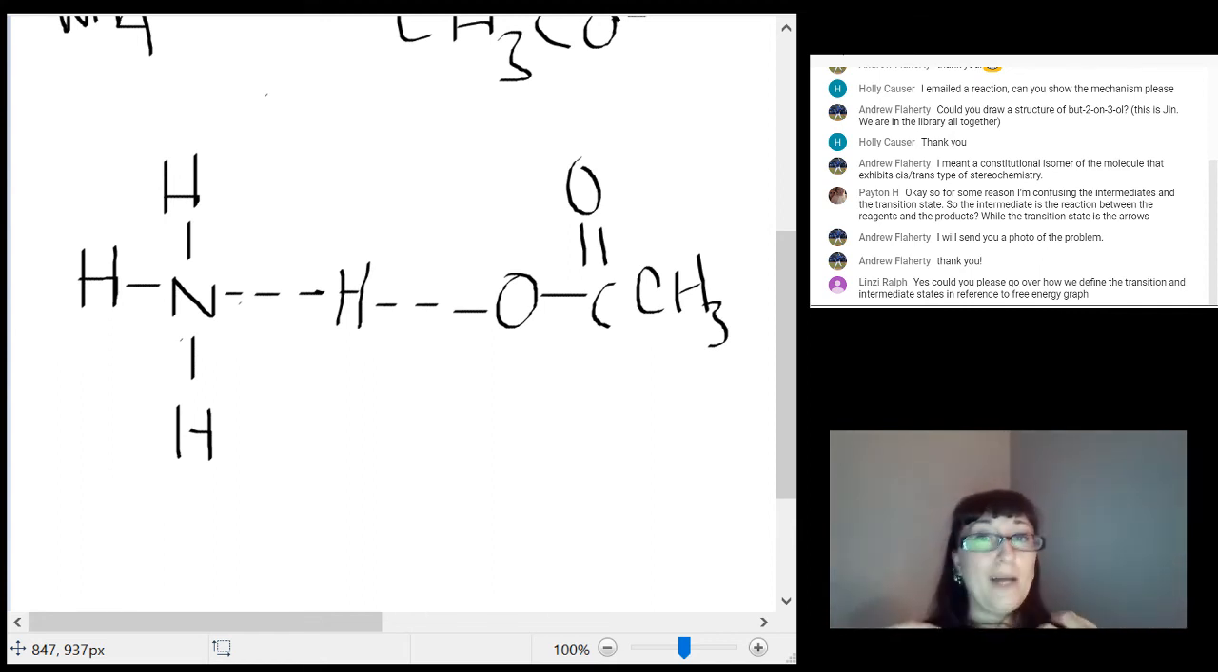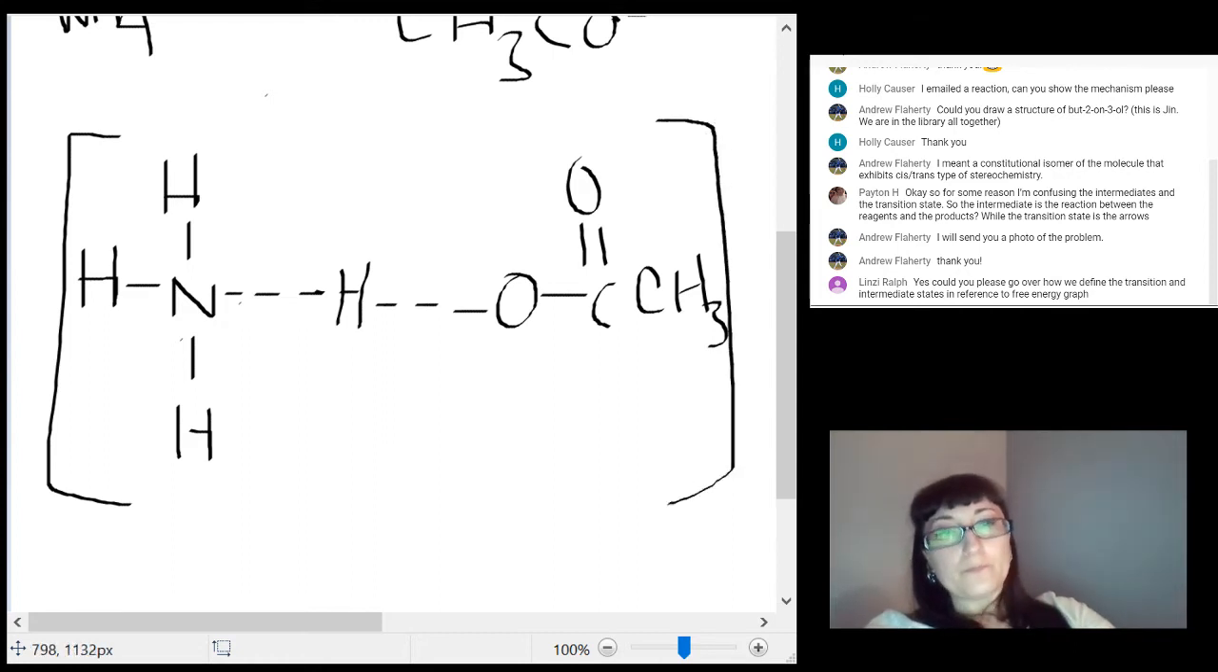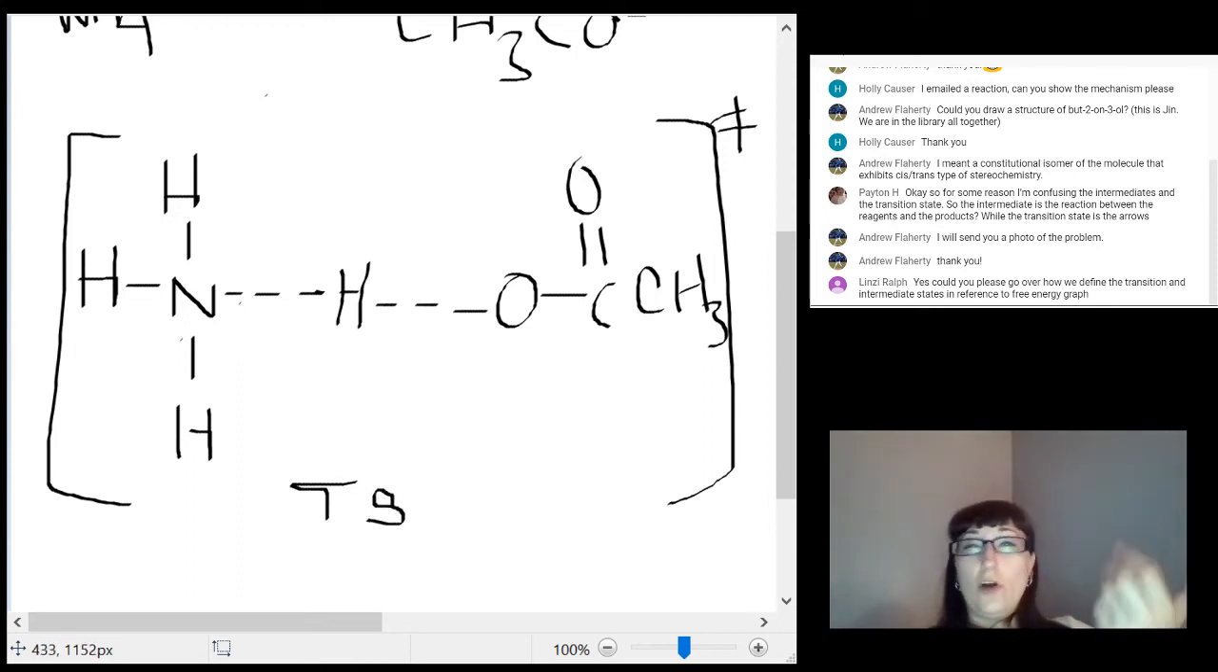It's got partial bonds. They're kind of halfway in between whatever's going on in that specific step. We show that with brackets. We throw a delta G double dagger up there in the corner, or just the double dagger sign. You could call this TS for transition state. If there's more than one, you would call it TS1, TS2, TS3, etc.